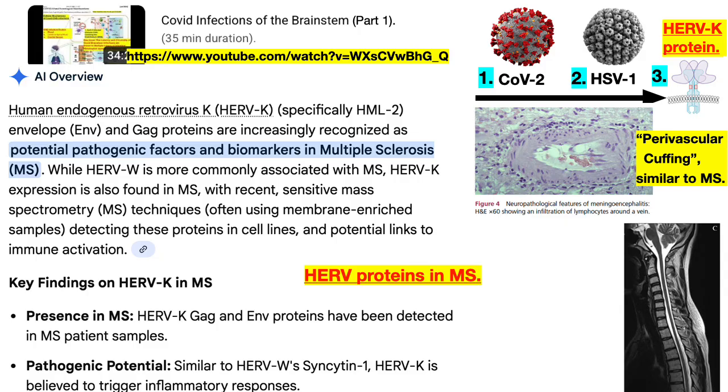That's not to say that all perivascular cuffs would necessarily contain HERV proteins, but in the case of certain neurological disorders such as MS, ALS, Alzheimer's, perhaps long COVID as well, the presence of these HERV-K proteins may be a key element which is promoting the extravasation and accumulation of the white blood cells, both lymphocytes and leukocytes.